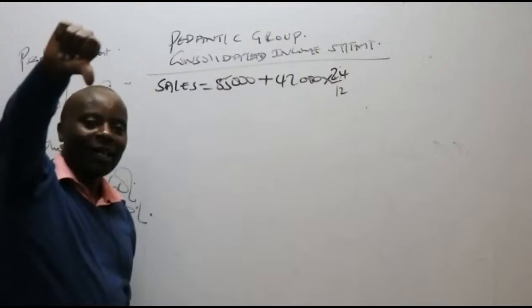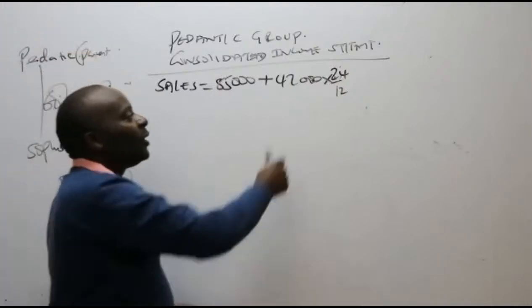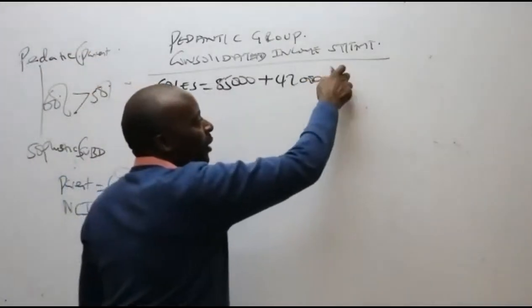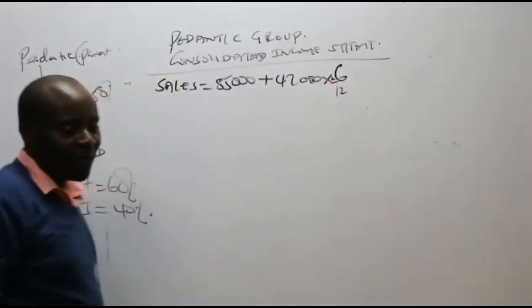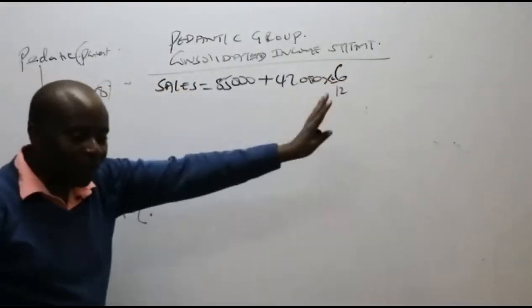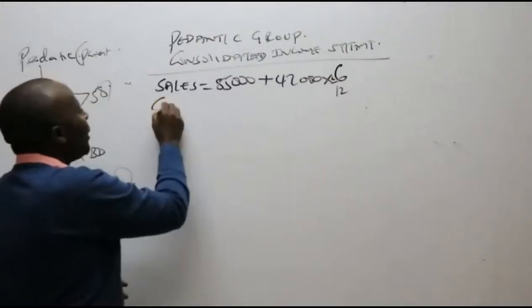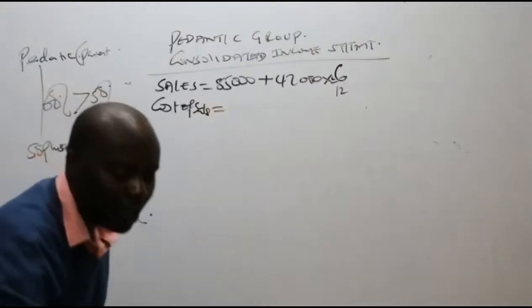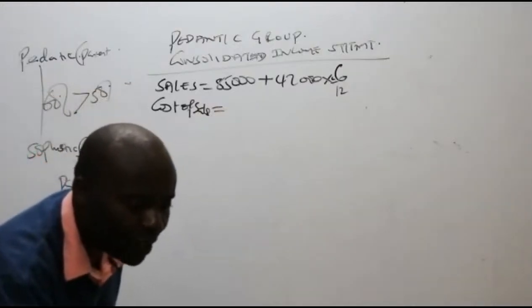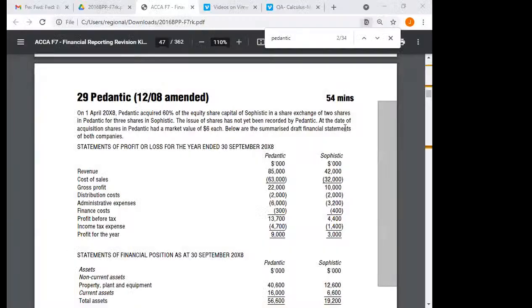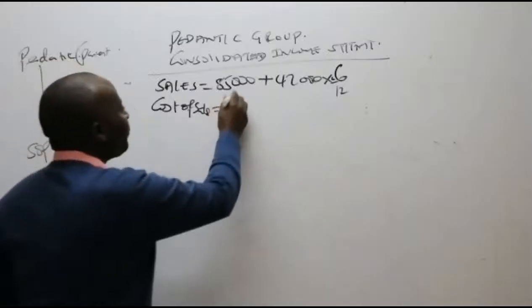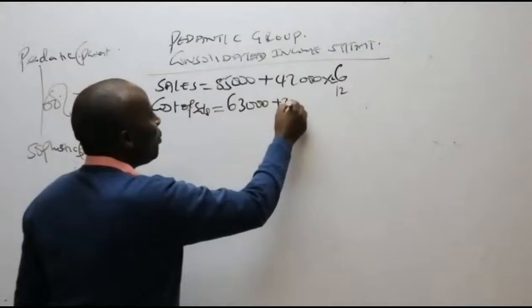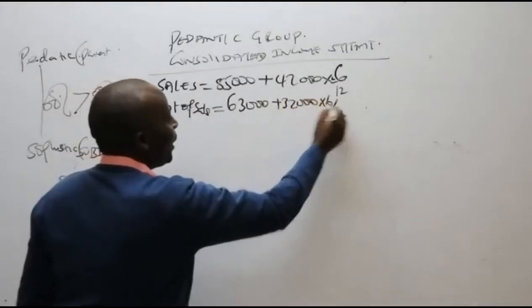Exam ikikuja, because we only prorate when this is less than what? 12 months. Like now here, 6 months. Right? Don't put the calculator far away. Next, the cost of sales. So for cost of sales, what do we have, ladies and gentlemen? For cost of sales, this is what I have. I have 63,000 and 32,000. But now remember, this is for a subsidiary.